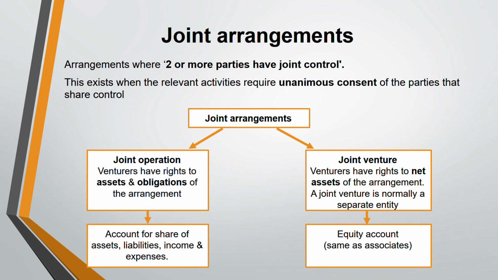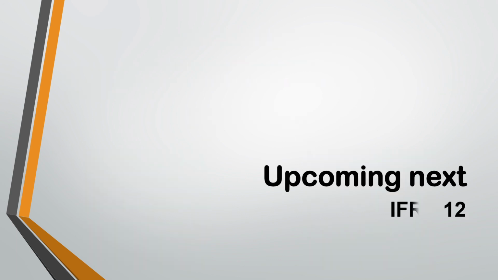So that is it for joint arrangements that you have to know. And next we are going to cover IFRS 12. Very small, I think this is the smallest standard you will ever see.